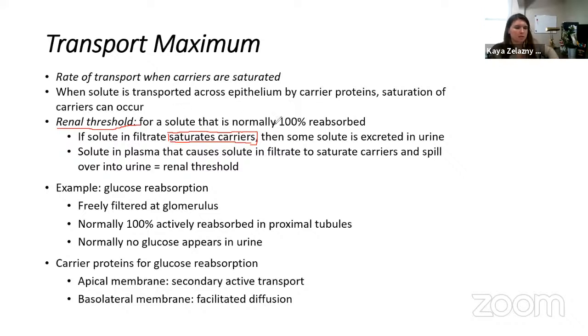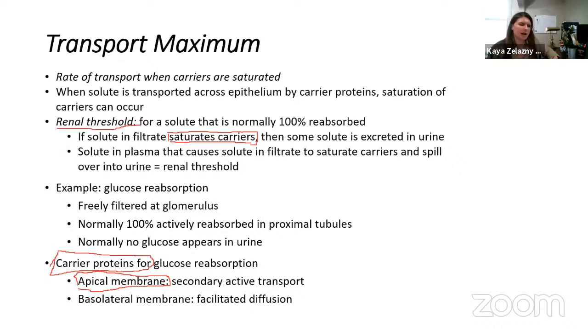So we would start to see glucose in the urine. Our carrier proteins for the glucose specifically, we'll see a diagram in chapter 19 showing us where they are. But for right now, you can have this preview on the apical membrane. So that's the part facing the filtrate, so facing the inside of the nephron.